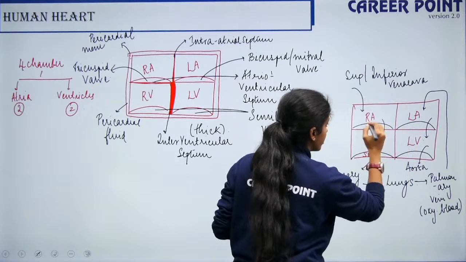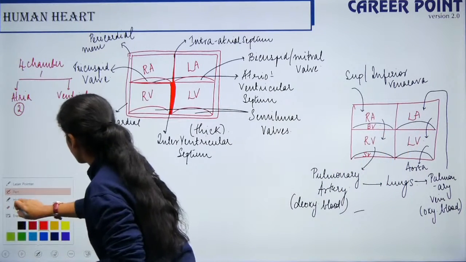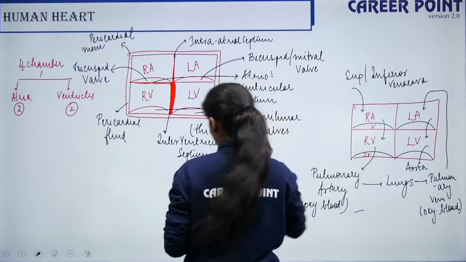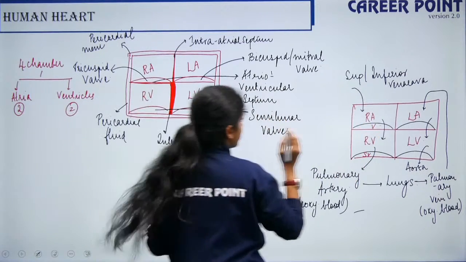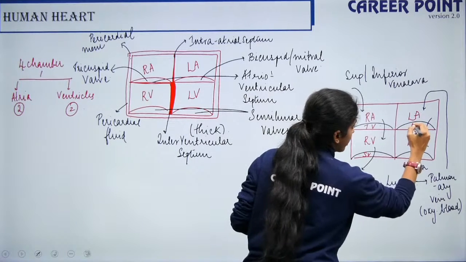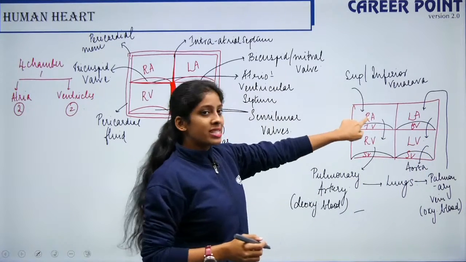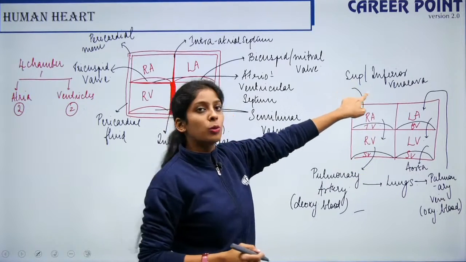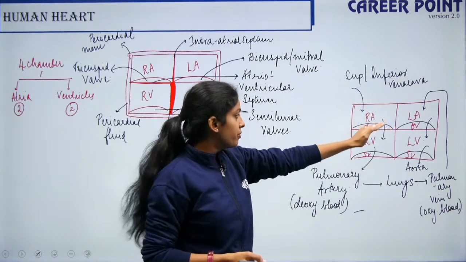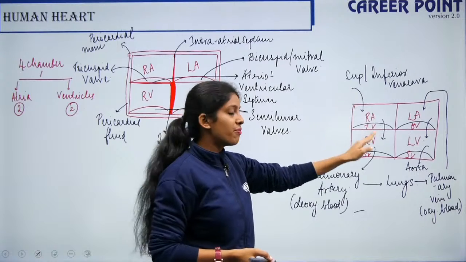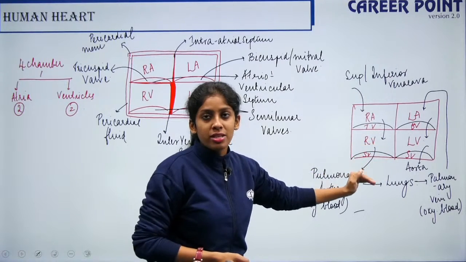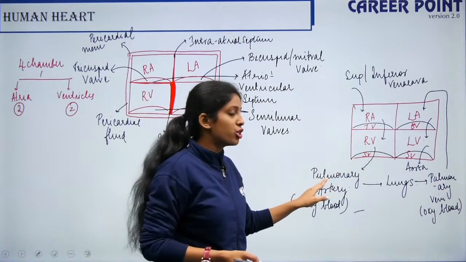Sorry, this is tricuspid. I'm sorry. So this is the tricuspid valve, the bicuspid valve, and this is the semilunar valve. Blood flows inside the right atria through the superior or the inferior vena cava. Then the tricuspid valve opens and it moves into the right ventricle. The semilunar valve opens and it moves into the pulmonary artery.